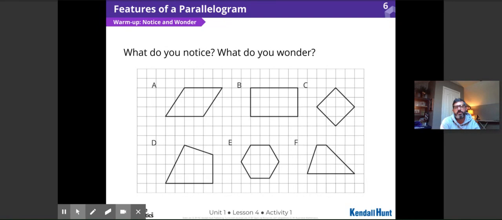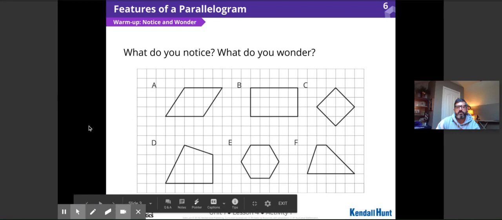What do you notice about B? Is there anything you see about B that makes you think it's a parallelogram? What do you see on B that makes it a parallelogram? Looks like a triangle. A triangle? Rectangle. Rectangle. Oh, okay.